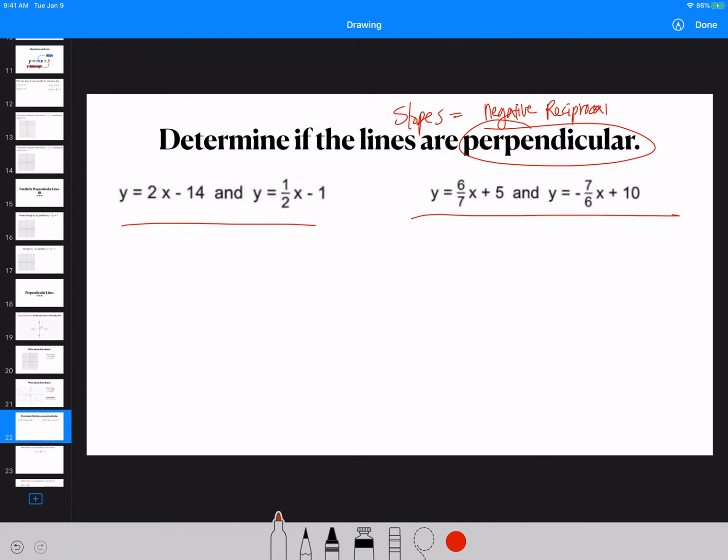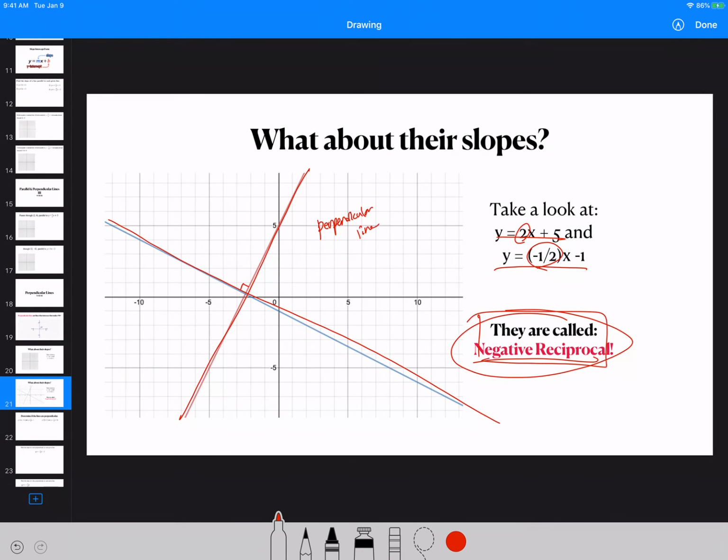It would be much better for you guys to write this down, that perpendicular slopes are negative reciprocals, and this will be an example. Please write this down in your notes somewhere, and then pause the video now, and let's continue once you're ready.